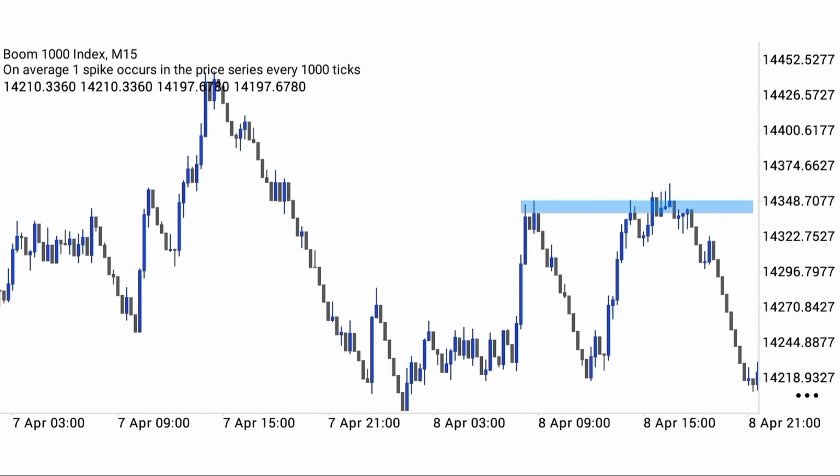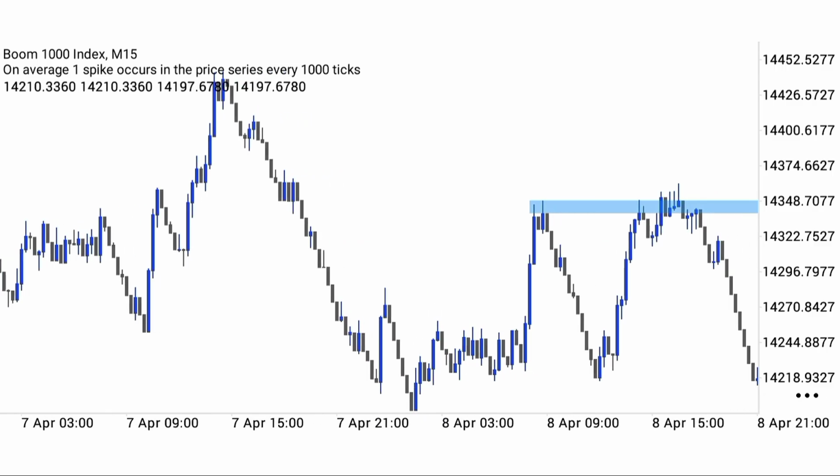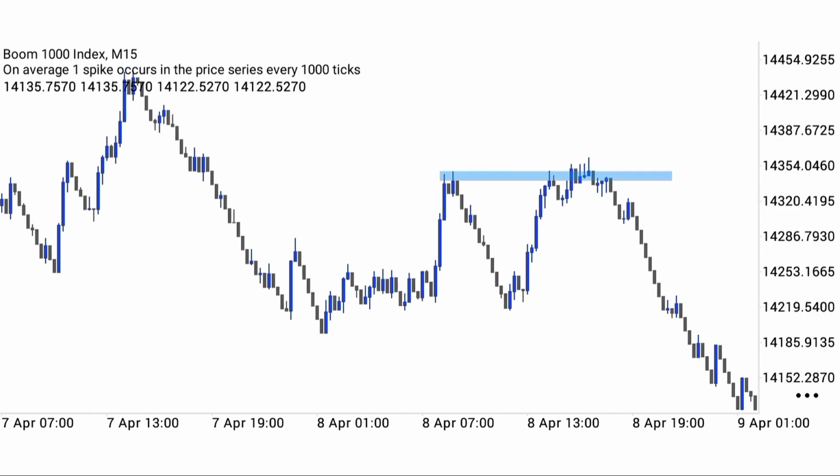You already know that the boom and crash has a very big reputation in the market because this is one of the first indices on Deriv.